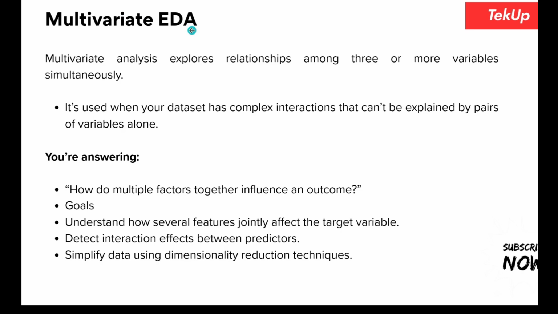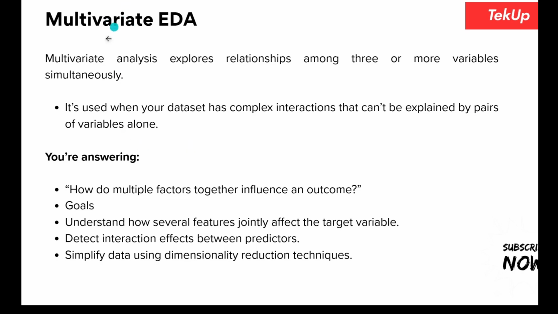Multivariate EDA. As the name implies, it involves more than two columns. So when we are working on a multivariate EDA, we are working with more than two columns. So we are going to be working with three or more variables simultaneously. Now, it is used when your data set has complex interactions that can't be explained by pairs of variables alone.